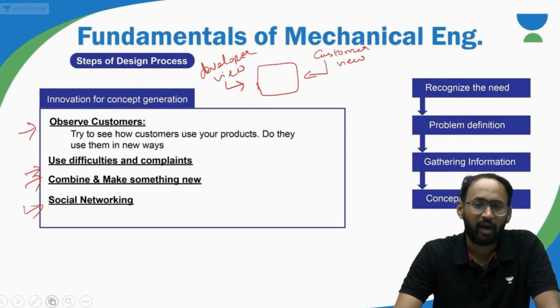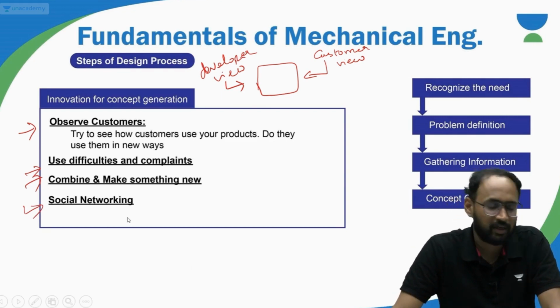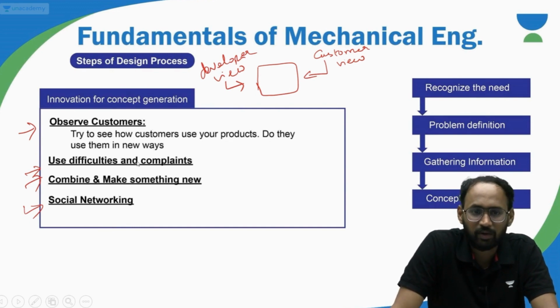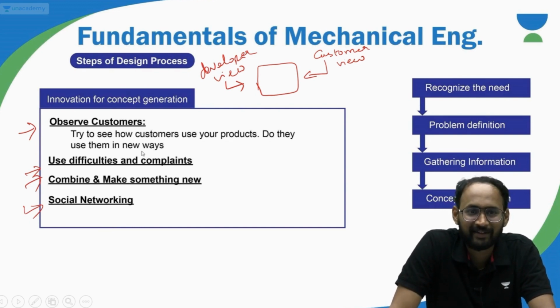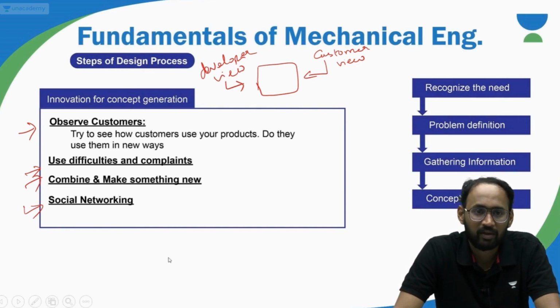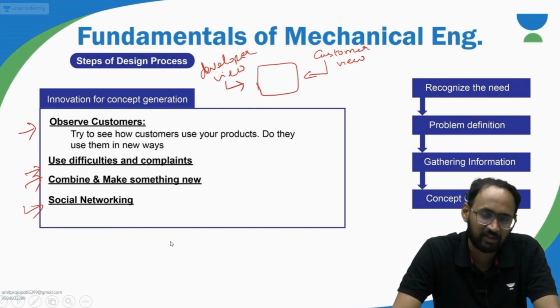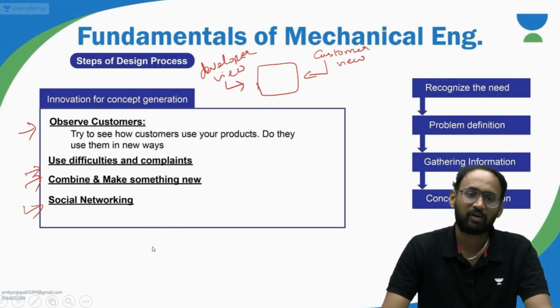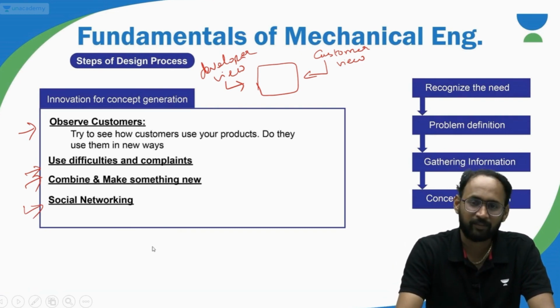I would call it an intangible in this list, because you have to talk to a lot of people. You have to network with people, and then you generate a lot of ideas. Okay. So these are some of the ways through which you generate the concept, or you innovate for the concept generation.